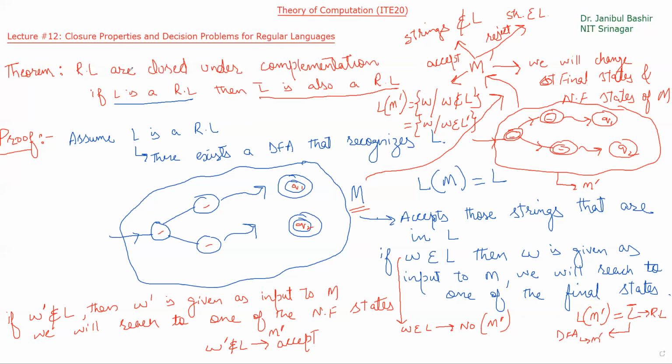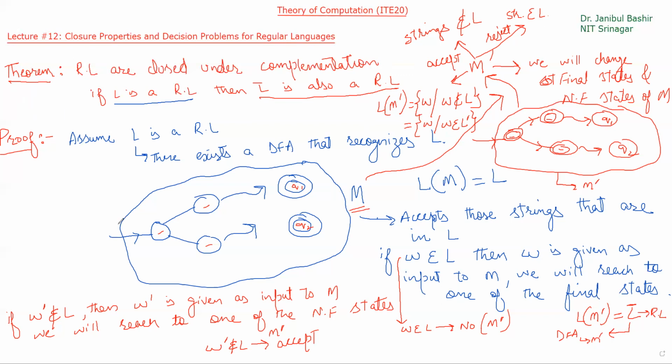Okay. So this completes the proof of this particular theorem. So we have proved here that complementation is a closure property.